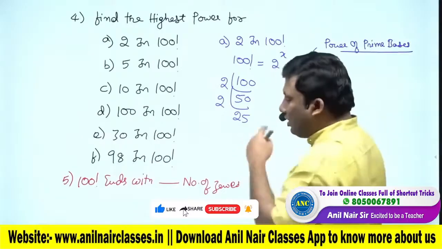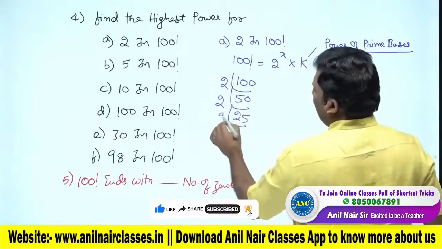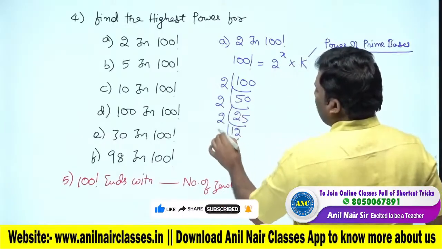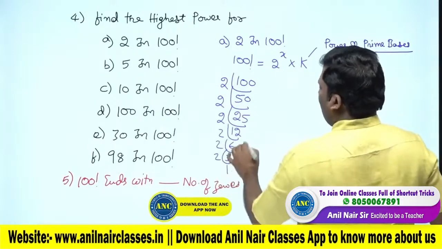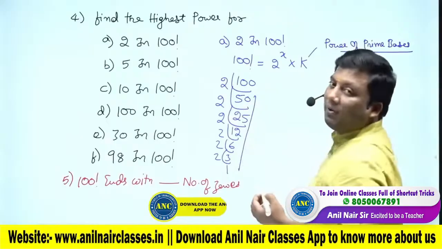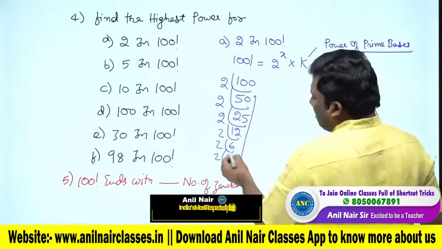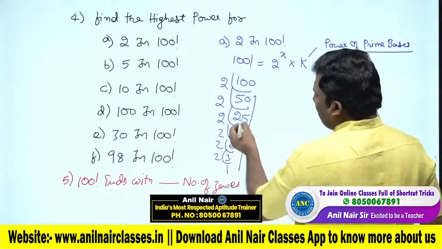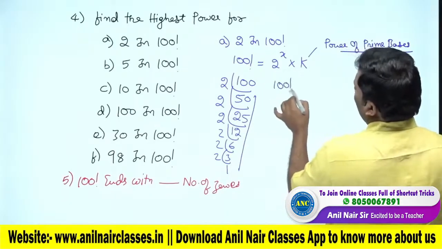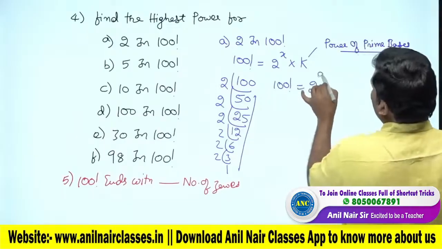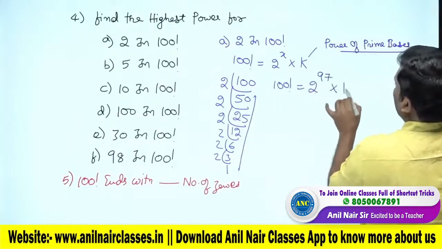Every power of 4 is also a power of 2. Twelve twos are 24, 6 twos, 3 twos, 1 two. Add all this, because every power of 4 is also a power of 2: 6 plus 3 is 9, 10, 22, 90, 47, 97. So 100 factorial can be written as 2 power 97 into k.